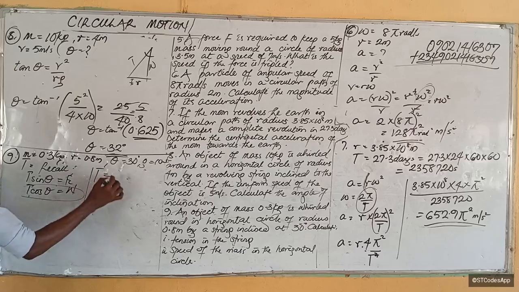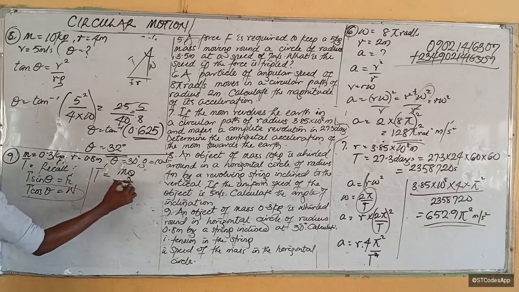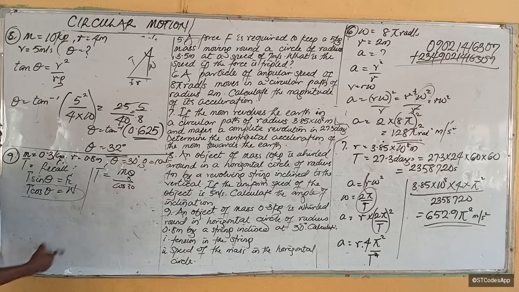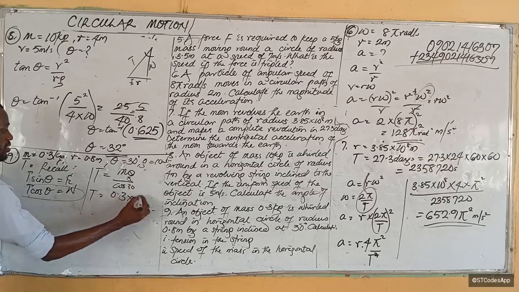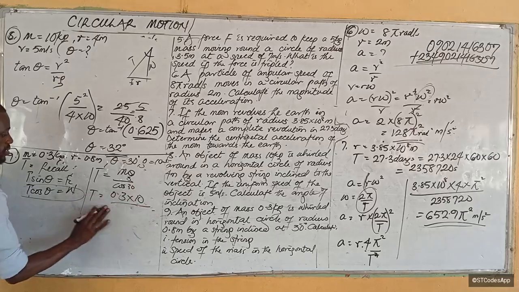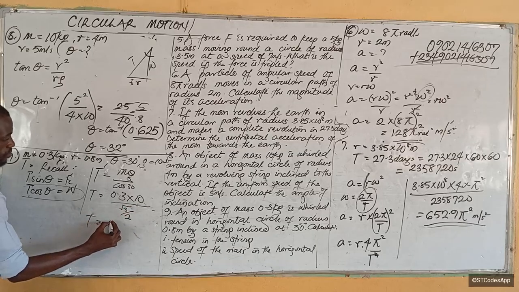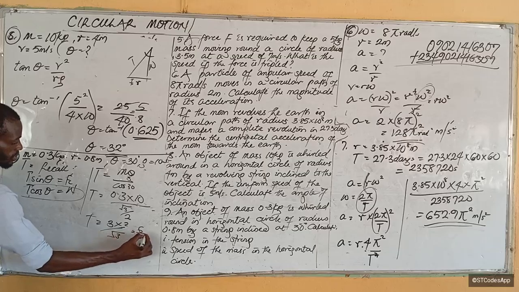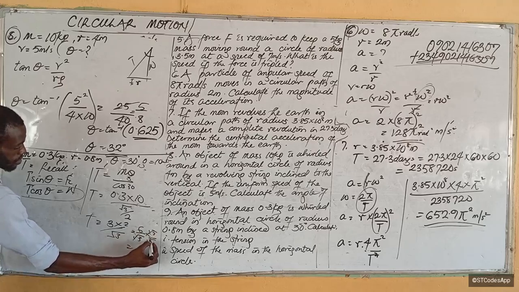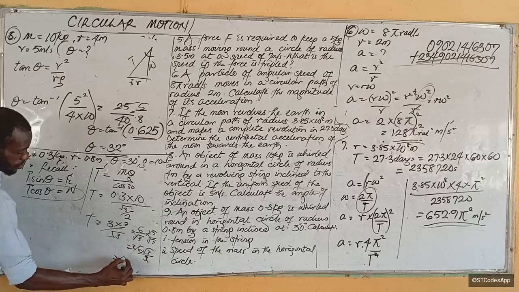So tension is going to be equal to mg over cos theta, cos 30. So T equals m, which is 0.3, times 10 over cos 30. That's root 3 over 2. So T equals 3 divided by 3 times 2 divided by root 3. That's 6 over root 3. Now multiply by root 3 over root 3, you get 6 root 3 over 3. So the answer is 2 root 3.